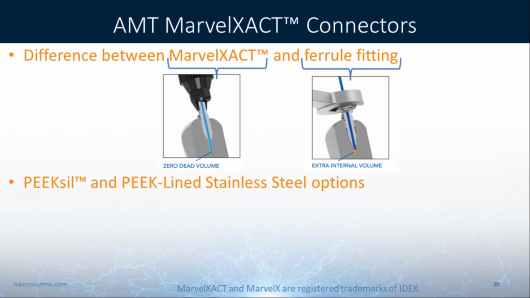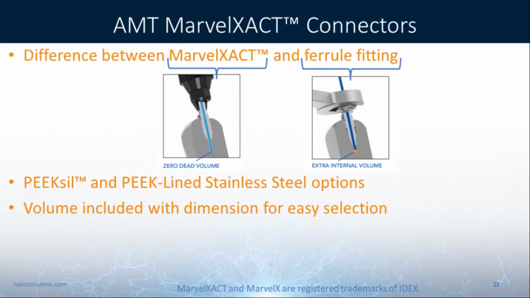They're available in both PEEKsil and PEEKline stainless steel options. And for going from the column outlet to a mass spec source, we recommend the PEEKsil. And if you wanted to change the tubing from the injector to the inlet of the column, we would recommend the PEEKline stainless steel option. The volume is included with the dimension for easy selection. So, for example, a 75 micron by 600 millimeter connector has a volume of 2,650 nanoliters.